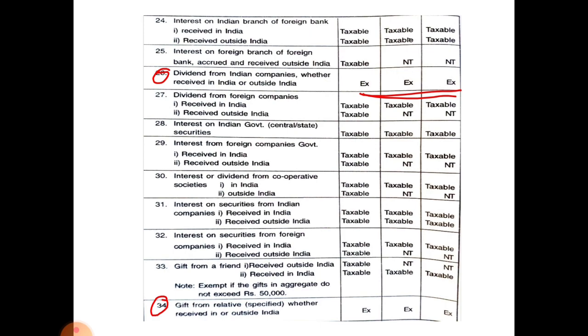the 33rd one, gift from a friend received outside India is taxable under ordinarily resident only; if received in India, taxable under all three categories, and exempt if the gifts in aggregate do not exceed 50,000. That means if the gift from a friend does not exceed the amount 50,000, such kind of gift is exempted from tax. This much you have to remember.